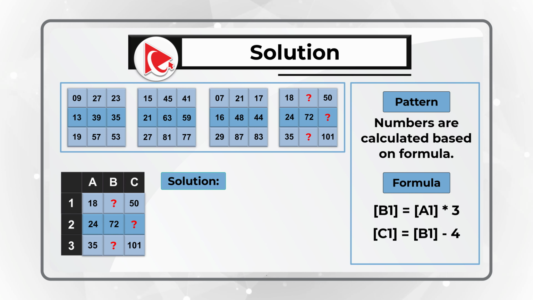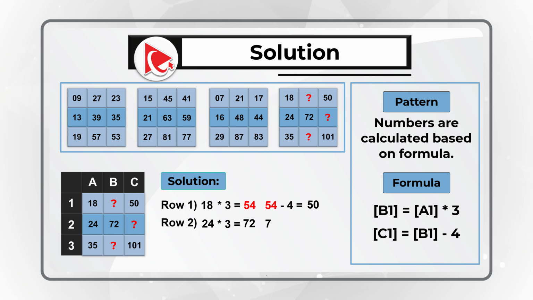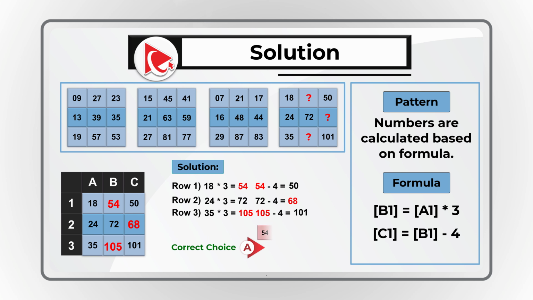So to calculate the missing numbers in row 1, we need to multiply 18 by 3, which equals 54, and then 54 minus 4 equals 50. For row 2, the calculations will be 24 multiplied by 3 equals 72, and then 72 minus 4 equals 68. And last but not least, row 3 is calculated as 35 multiplied by 3 equals 105, and 105 minus 4 equals 101. So the correct answer is choice A, 54, 68, and 105.